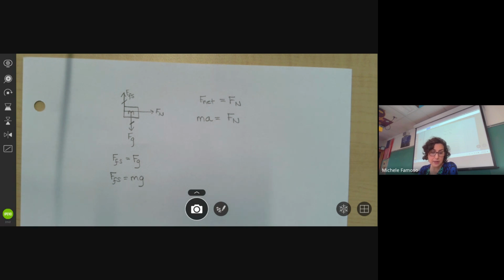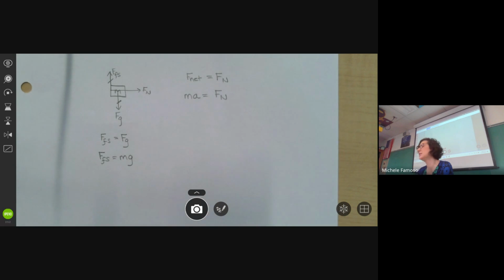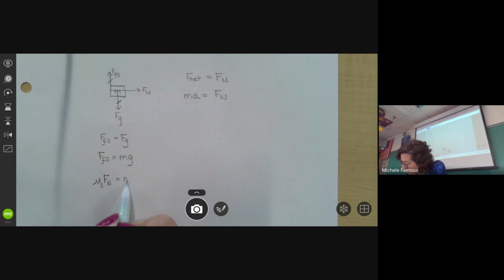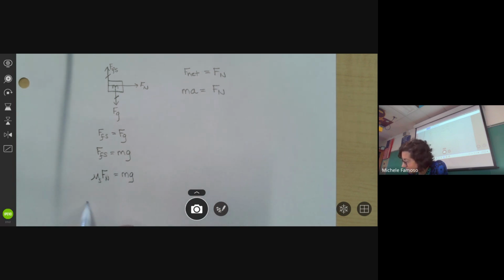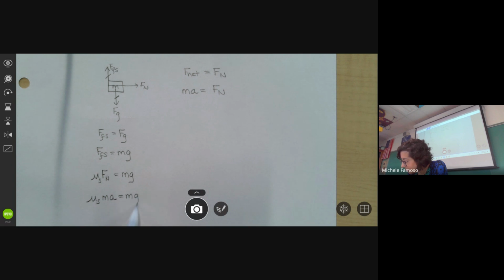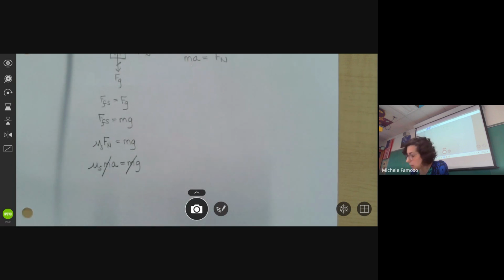So assuming that we are over here, we know that the static friction force is somewhere between 0 and the maximum static friction value. If I assume that I'm at the maximum static friction value, this would be mu s times Fn. And that Fn would be equal to Ma. So now I can solve for that acceleration, g over mu s.